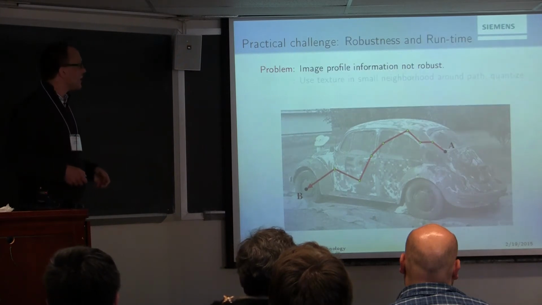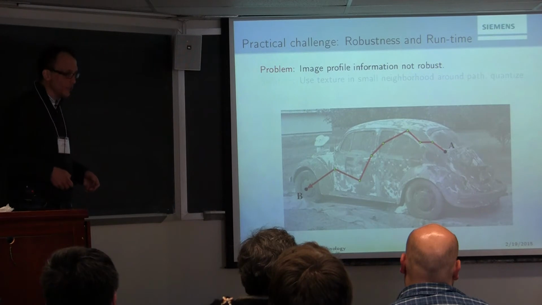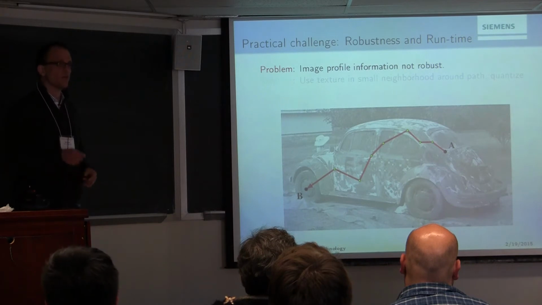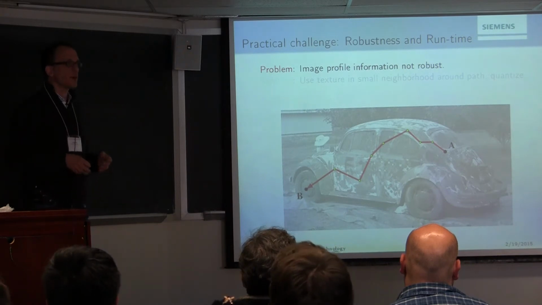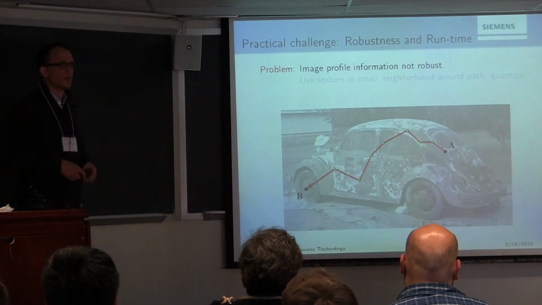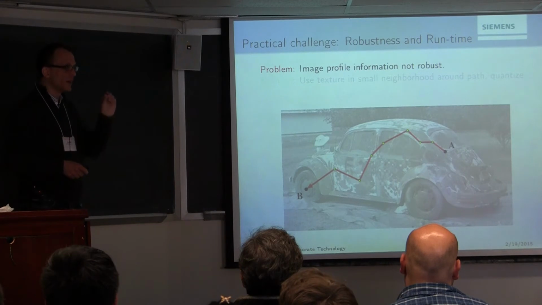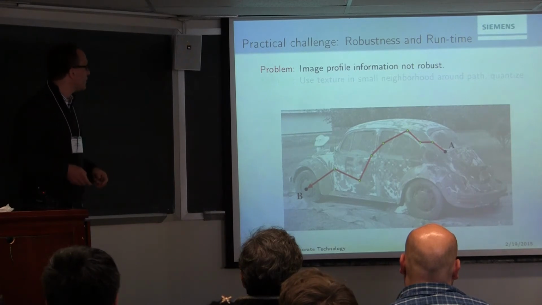Now, the last problem is that the image information, the image profile information, is not robust. So if you just look at the function along a path in the image, you have practical things like noise. And noise is exaggerated if you're only looking at very little information. So we may be interested in looking at a little bit more information, basically to counter that noise.